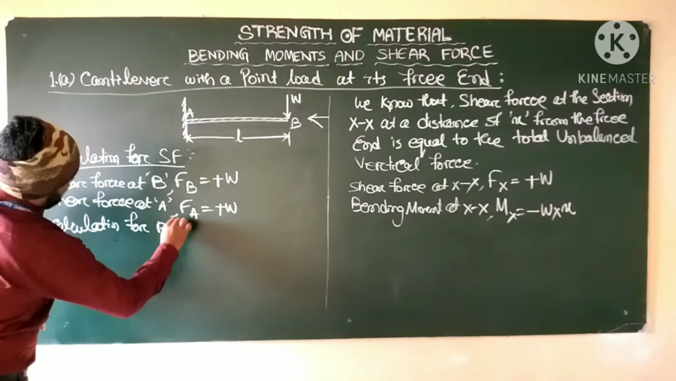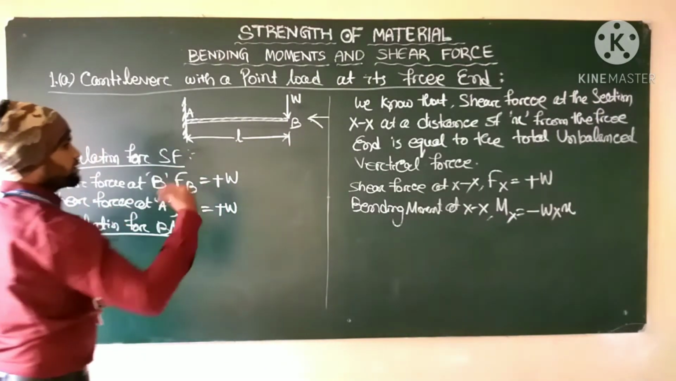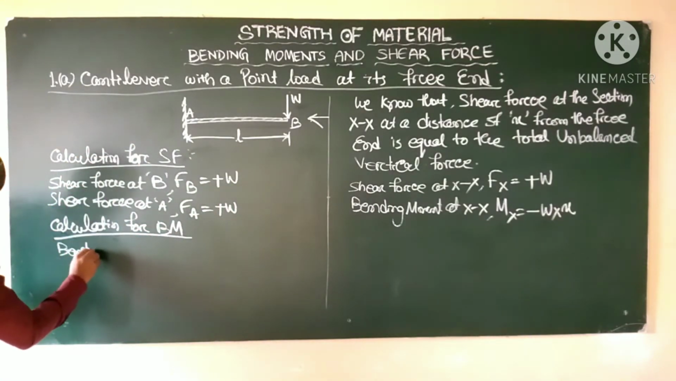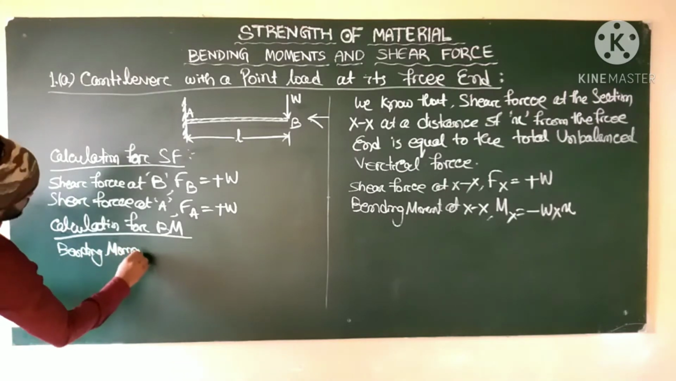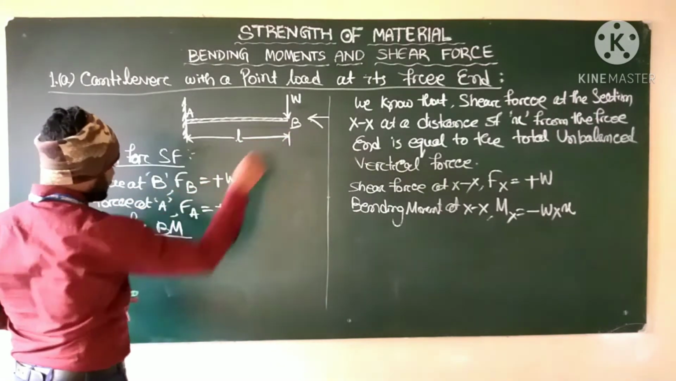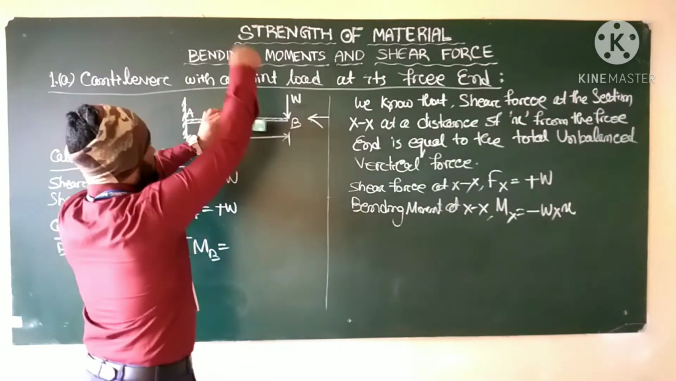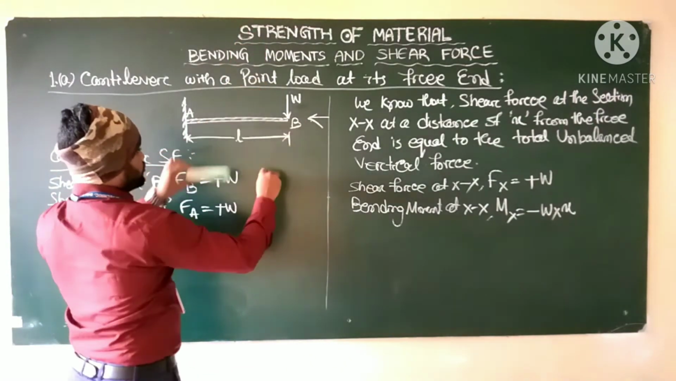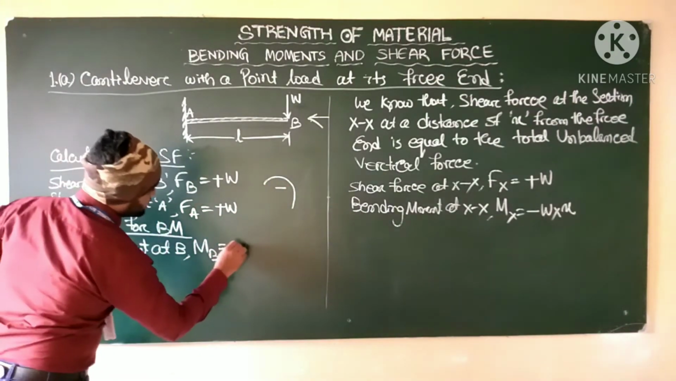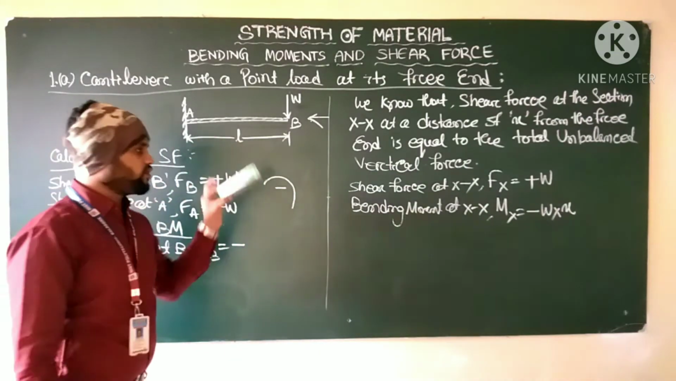Next, calculation for bending moment. Similarly, from the right hand side, we will calculate the bending moment as it is a free end. Bending moment at B. First, which point will arise? B. That is MB equal to. See here, this is the beam. If load is applied above, this will bend like this. If this bends like this, then it is negative bending moment. So the sign is negative.